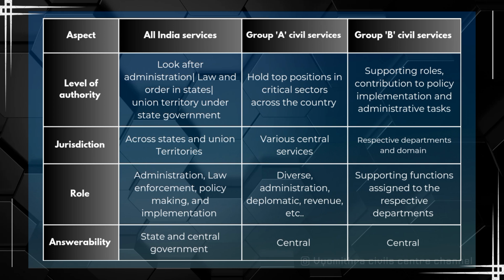Aspect number 3. Role. All India Services. Administrative law enforcement, policy making and implementation. Group A Civil Services. Diverse administration, diplomatic, revenue and so on. Group B Civil Services. Supporting function assigned to the respective departments. Answerability. All India Services are answerable to state and central government. Group A Civil Services. Central government. Group B Civil Services. They are answerable to central government. On the basis of level of authority, jurisdiction, role and answerability, the civil service posts are categorized.